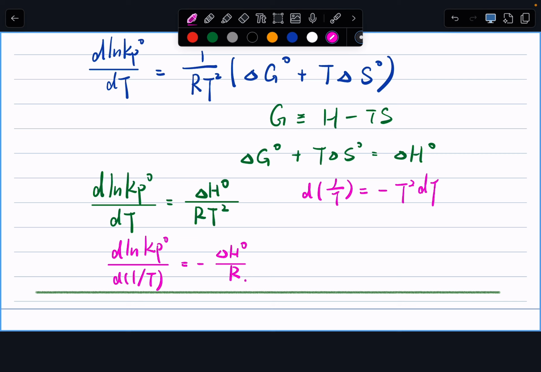Again, what we're trying to do here is build a link between something we can measure and something that's more abstract. Delta H naught is something that's abstract, and the equilibrium constant is something we can measure.